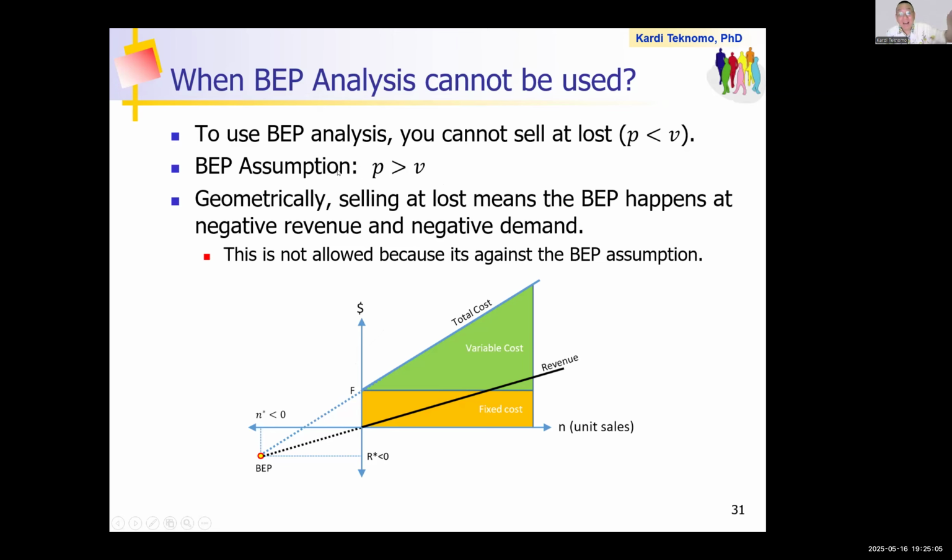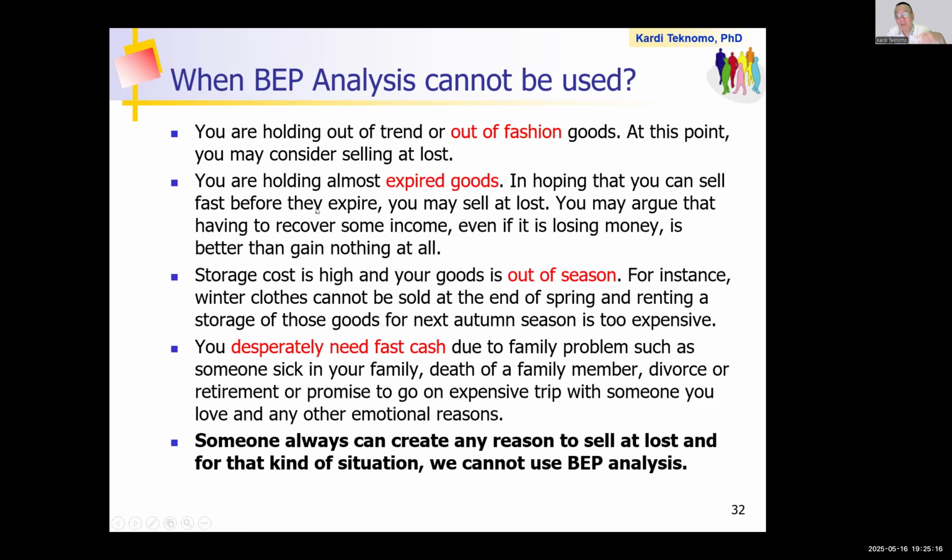But in reality, in business, this happens, right? For example, you are holding out-of-trend fashion goods. In that case, you may consider selling at loss, isn't it? So in this case, you cannot use BEP. Or you are selling food, for example, that has expired, so then you are forced to sell at loss. Again, you cannot use BEP for this. Or the storage cost is very high, so then your goods are out of season.